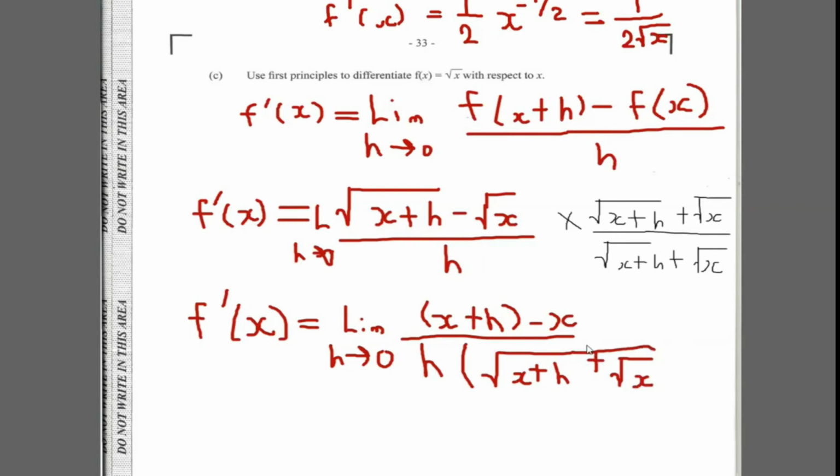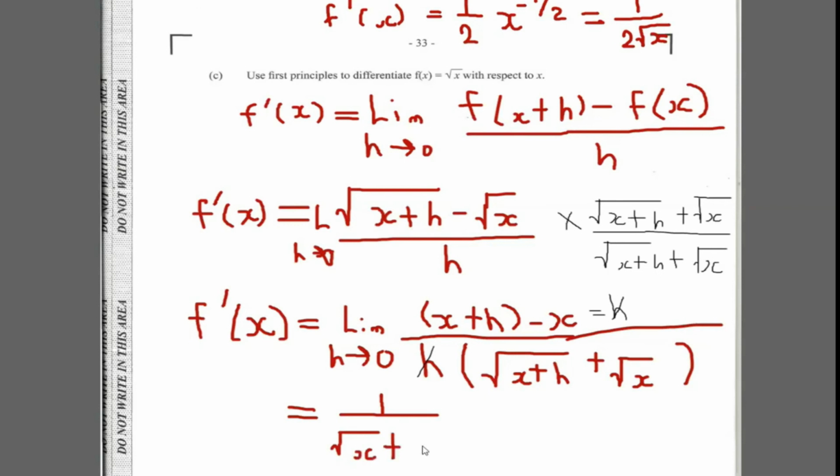And so now we're good. Now the x minus x becomes 0 in the numerator, and then you're just left with h, and then this h cancels this h, and once the h is cancelled, you can apply the limit now and plug in h as 0 in this denominator to get 1 over, applying the 0, the square root of x plus 0 plus the square root of x, and so f prime of x is 1 over 2 root x. When you add them, you get 1 over 2 root x.